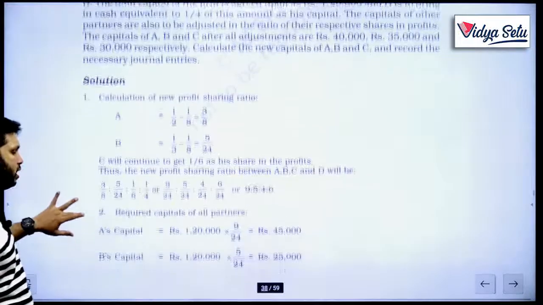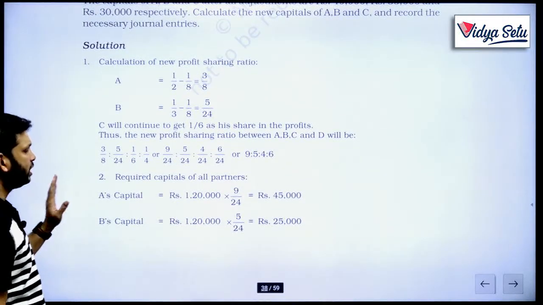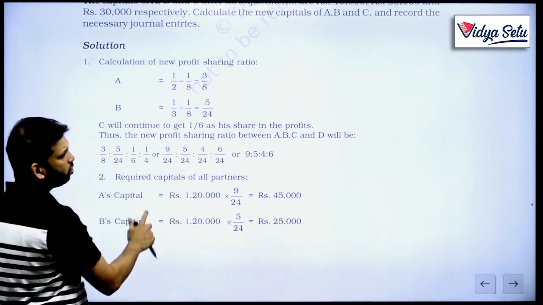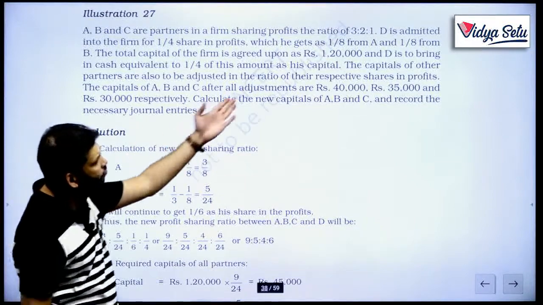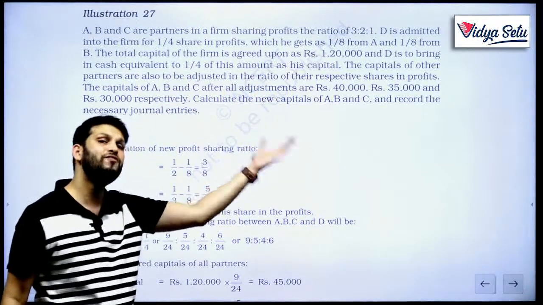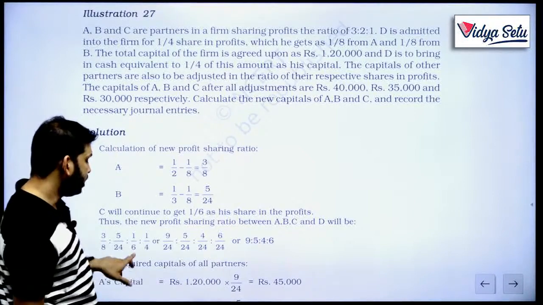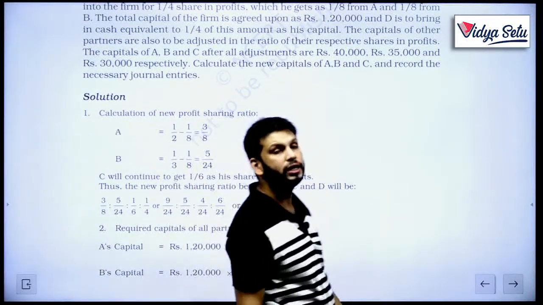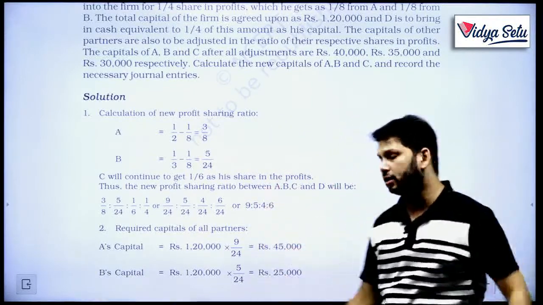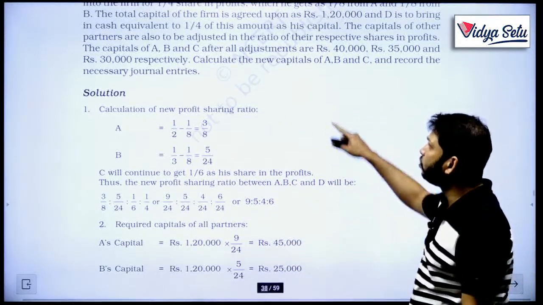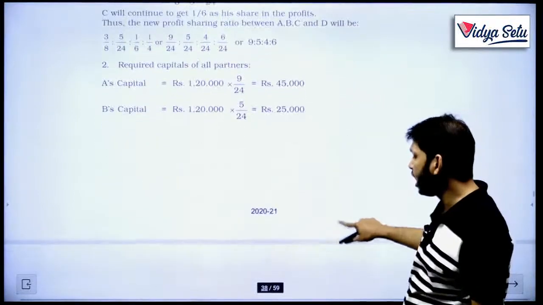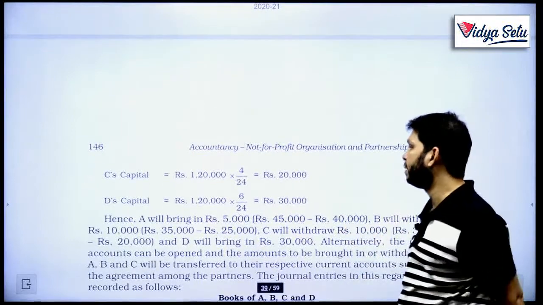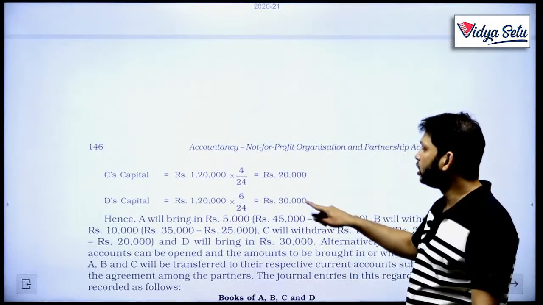Now, the required capital of 1,20,000. A's capital should be 120 multiplied by 9/24. That is 45,000. How much is A's capital? 40,000. That means A will bring 5,000. B, 120 multiplied by 5/24, 25,000. His capital was already 35,000. So, he will take back 10,000. C's capital was 30,000 and should have been, let's see, 20,000. So, he will also take back 10,000. And D should have 30,000.